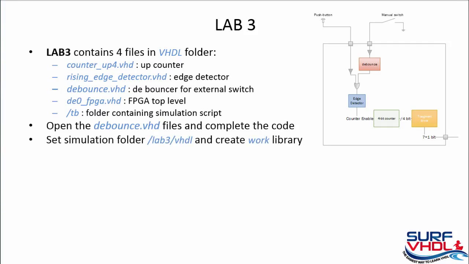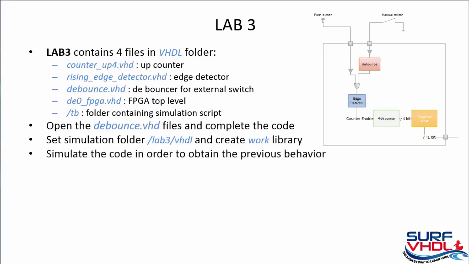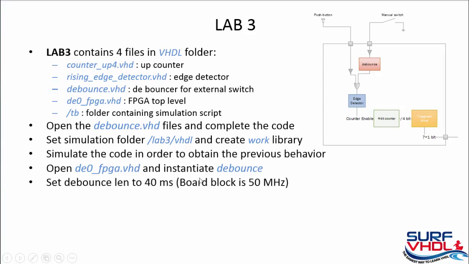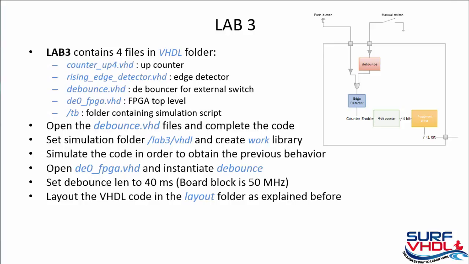Simulate the debouncer, setting as simulation folder lab3/vhd and create the work library. Simulate the code in order to obtain the behavior of the live session. Then instantiate the debouncer on the FPGA top level and set the debounce length to 40 milliseconds. Remember that the clock of the board is 50 MHz. Lay out the code, and if you need help, you can find the solution in lab 4.